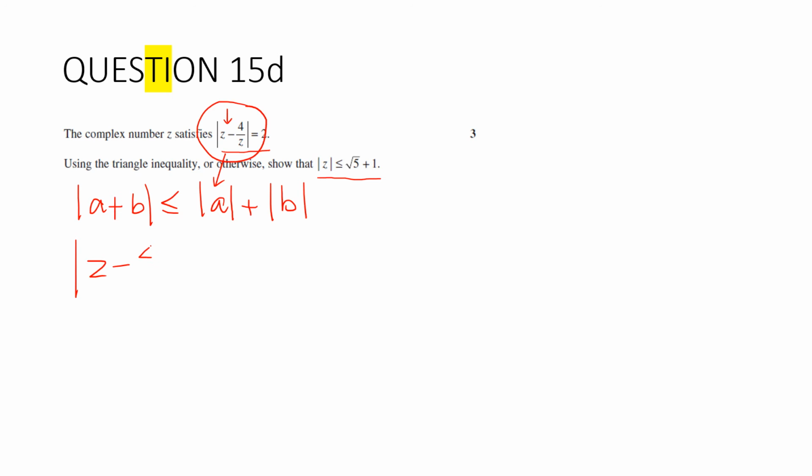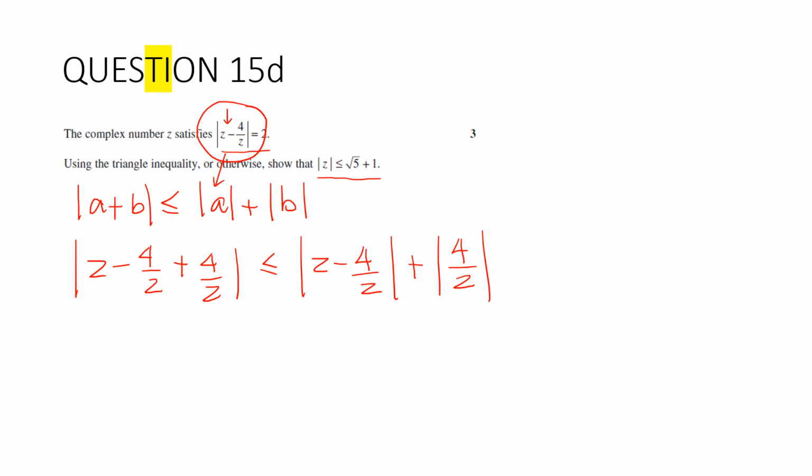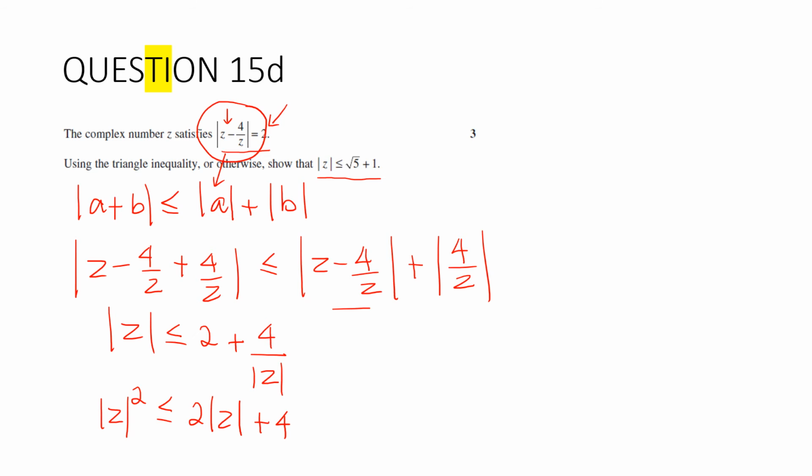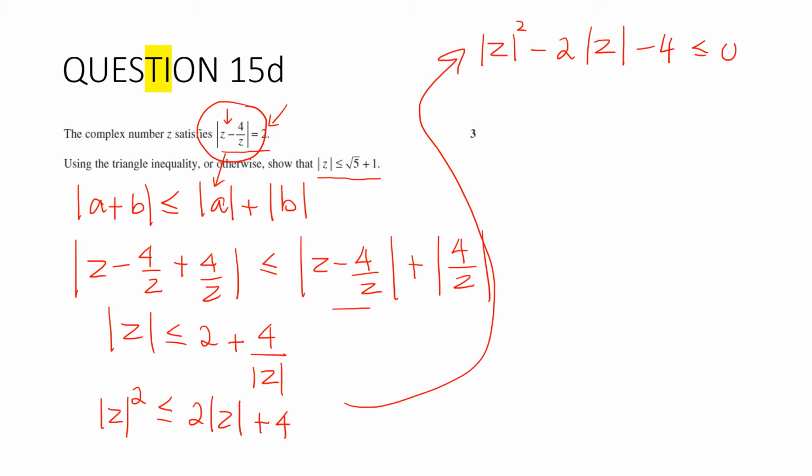So z take 4 on z plus 4 on z will be less than or equal to mod z minus 4 on z plus modulus of 4 on z. So this is mod z here, less than or equal to, this is equal to 2, because it says it there, plus modulus of 4 is 4 on z. Multiplying everything by mod z, which we can do because it's positive, we have modulus of z squared less than or equal to 2 mod z plus 4, and then taking it all over the other side, we have a quadratic less than or equal to 0.